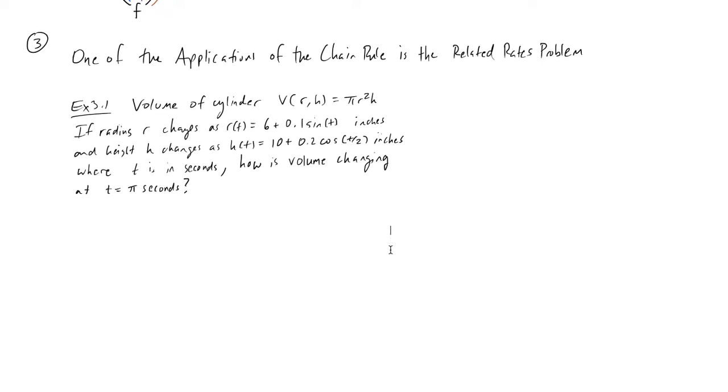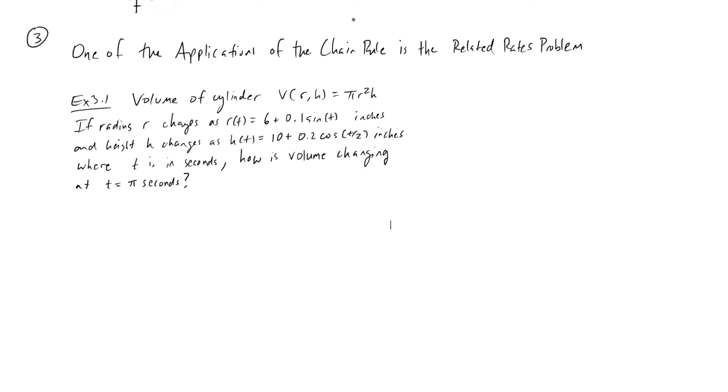Alright, so here's the example, and I'll draw a picture to go along with this example. So suppose we have this cylinder, it has radius r and height h. Its volume is given by this formula, and the volume changes because the radius and the height are changing as functions of time.